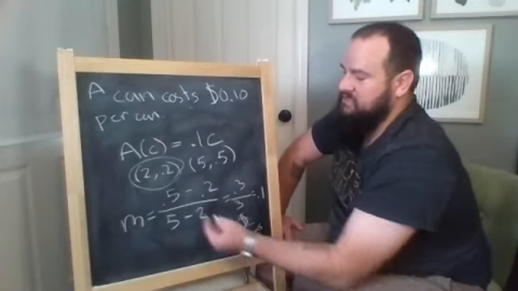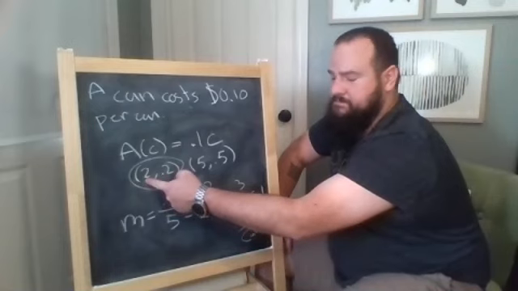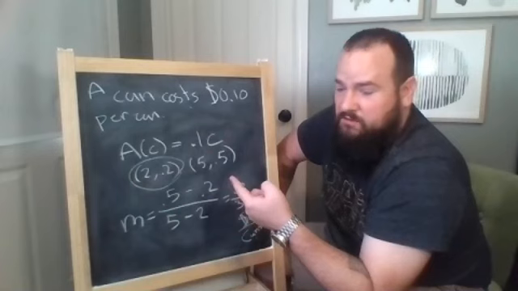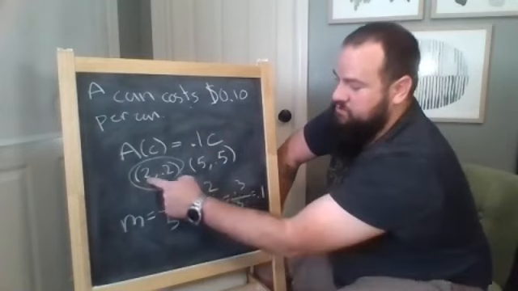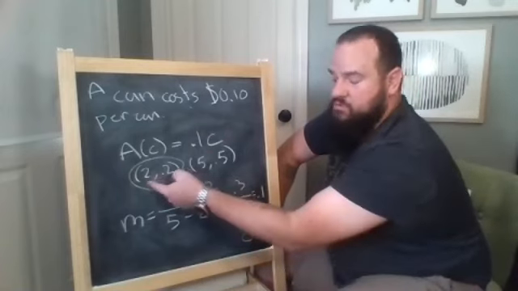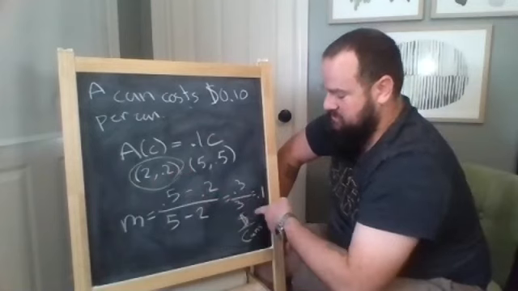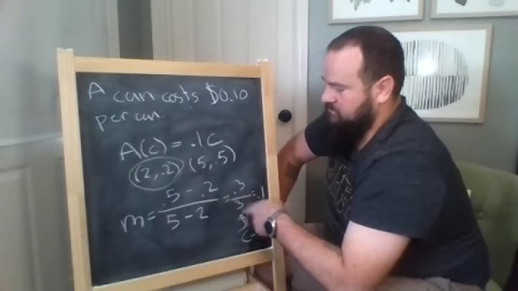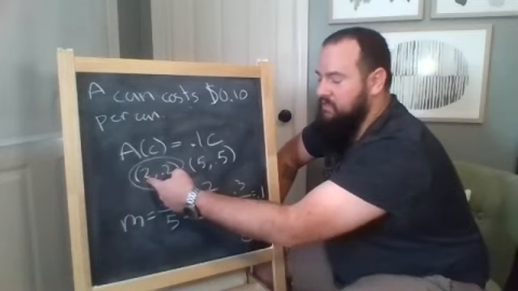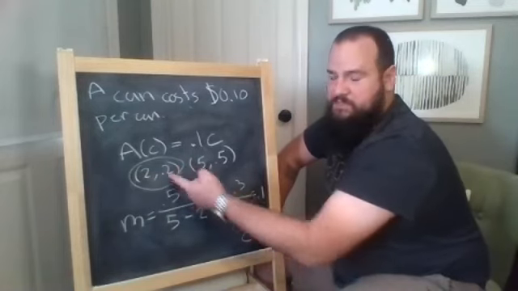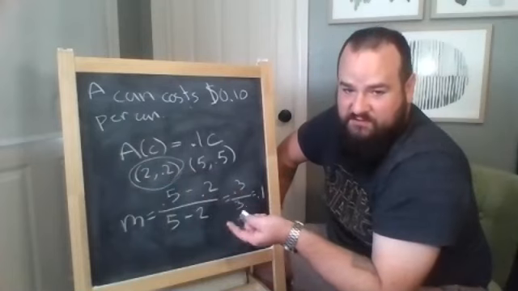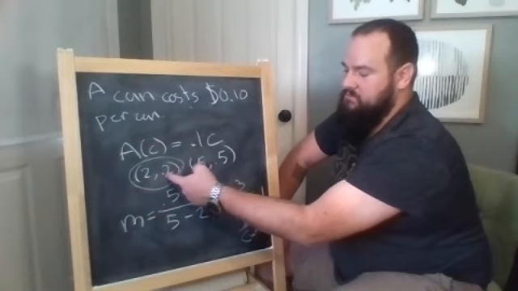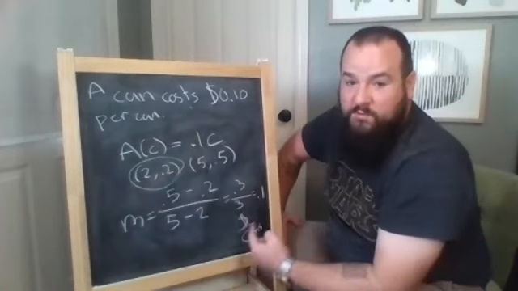So what this says is if the input, the number of cans I get, is 2, then the output, which in this case is dollars, is 0.2. In other words, to put it into a nice grammatical sentence: if I buy 2 cans, I pay 20 cents, or $0.2.